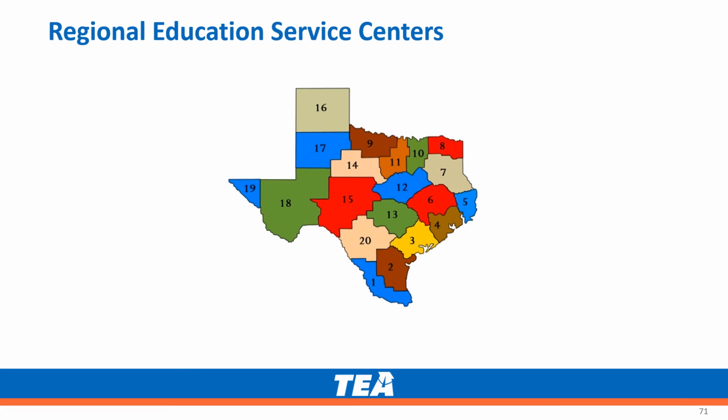Finally, I would like to bring your attention to this map. Here we have 20 different regions of the state. In each region, we have an Education Service Center, commonly referred to as ESC. These ESCs are a resource for LEAs to use, and they provide technical assistance in several different aspects. Please reach out to them as they contain a wealth of information.